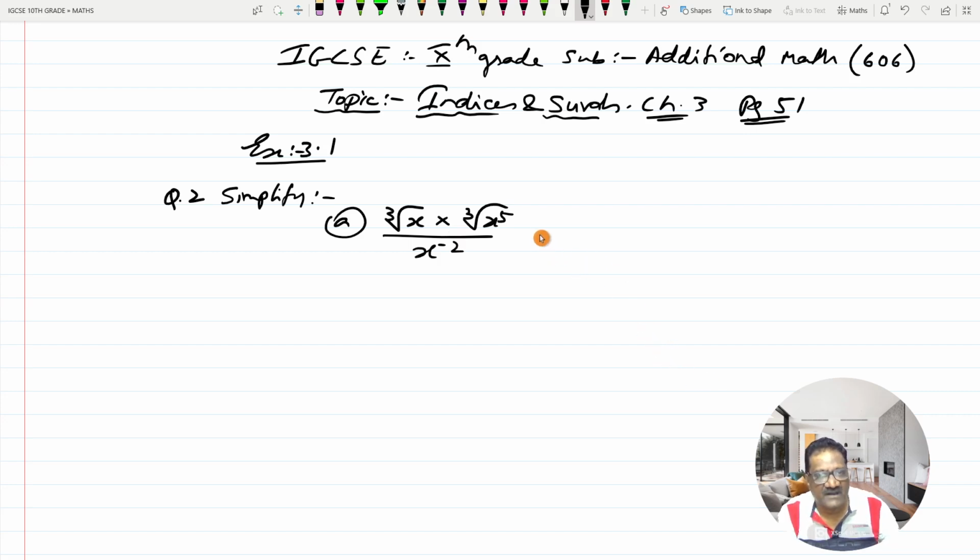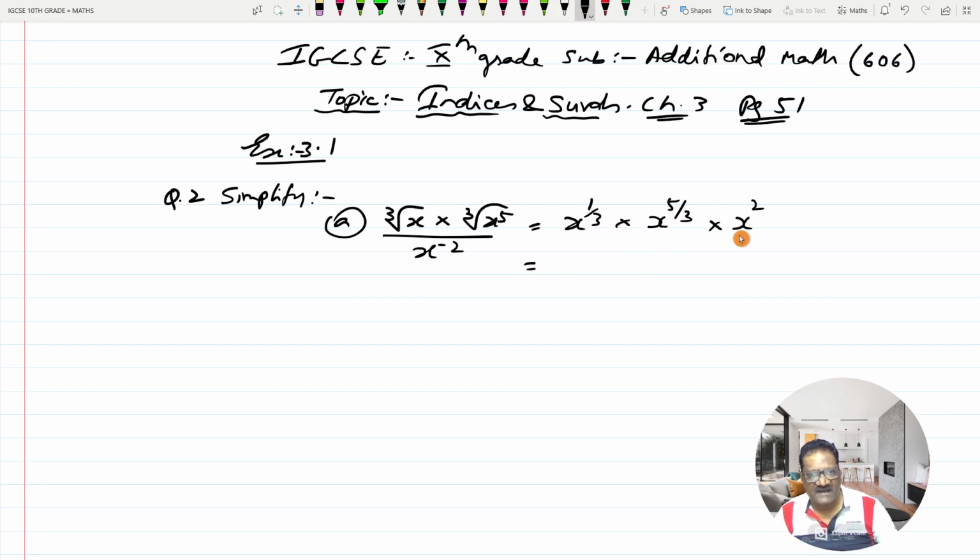So this one, I will do one thing. I will write this as x raised to 1 by 3 times x raised to 5 by 3 upon x raised to minus 2. I'll take it up and I'll make it x raised to 2. Okay. So in one go, I have used so many indices rules. Okay. And you are familiar with the rules. So now you have to just learn how to apply those rules. Okay. So applying these rules, I have come down to this conclusion.